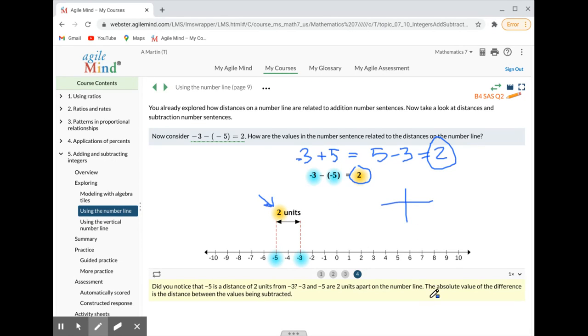All right, so down there it said, did you notice that -5 is the distance of 2 units from -3? Yeah, we just said it was. And so we also know that -3 and -5 are 2 units apart on the number line. So once again, the answer to number 2 states what? Read that for us, Devin. The absolute value of the difference is the distance between the values being subtracted. Perfect.